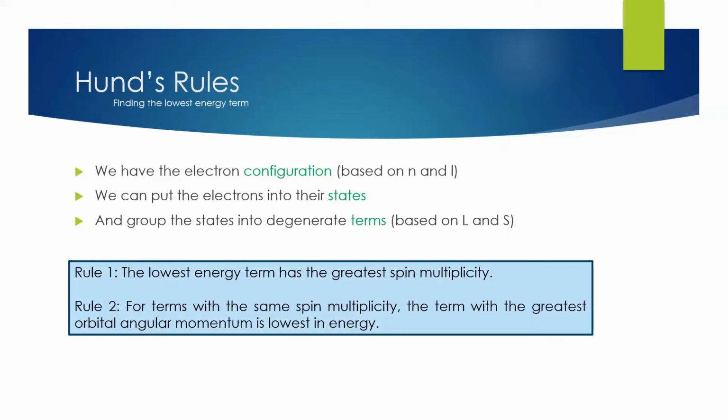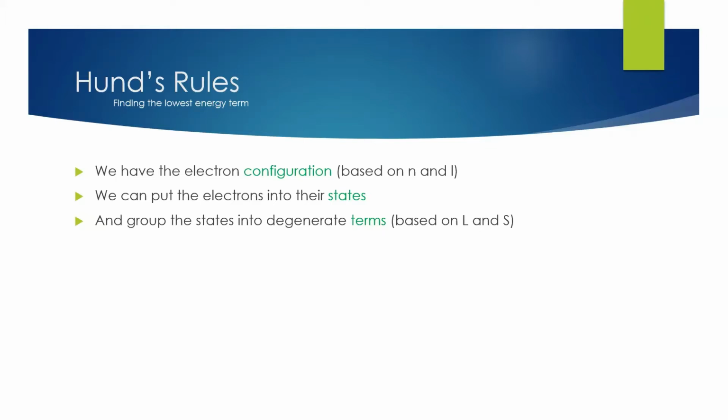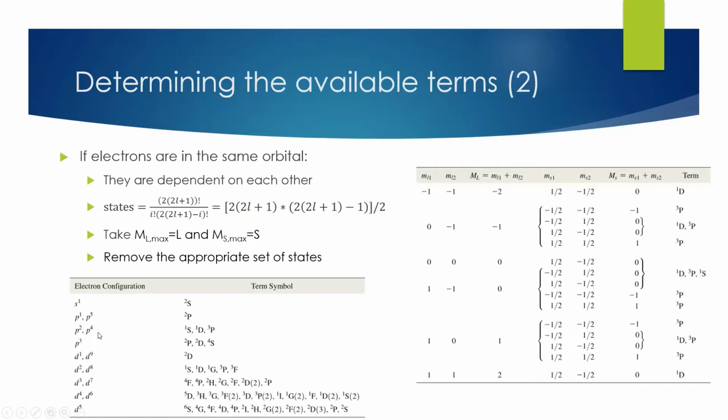The first rule is the lowest energy term has the greatest spin multiplicity. So that is S. So it has the largest S. So if we go back and look at our possible states here for carbon and oxygen, we would figure out that these 2 terms have an S equal to 0. This has an S equal to 1. So the greatest one is S equal to 1. That means this 3P term is the lowest energy term. So Hund's rules have told us that 3P, the way that we want to draw it, is in fact the lowest energy term.